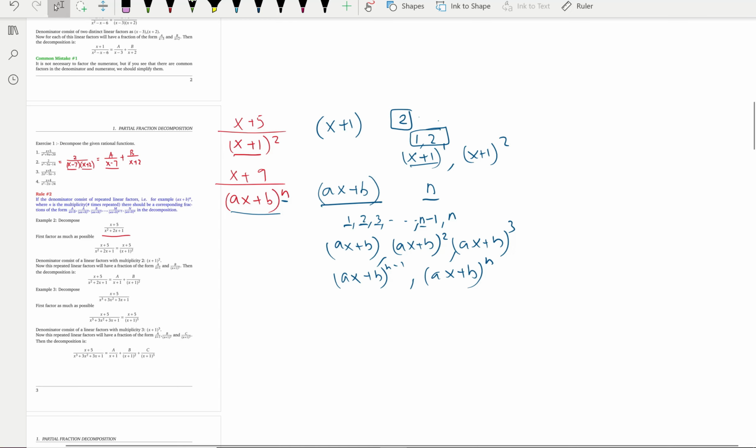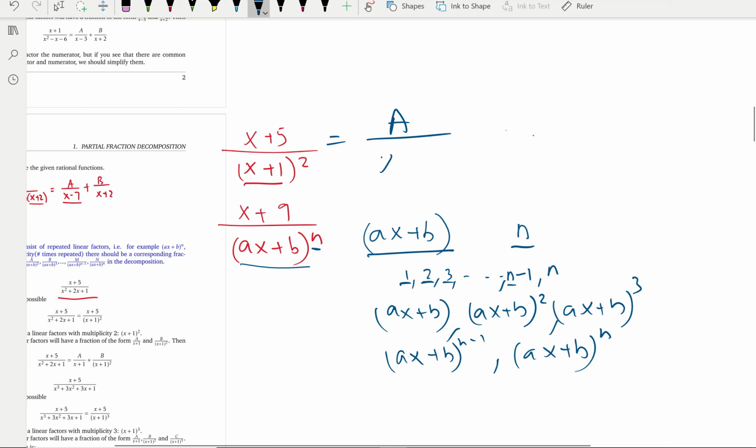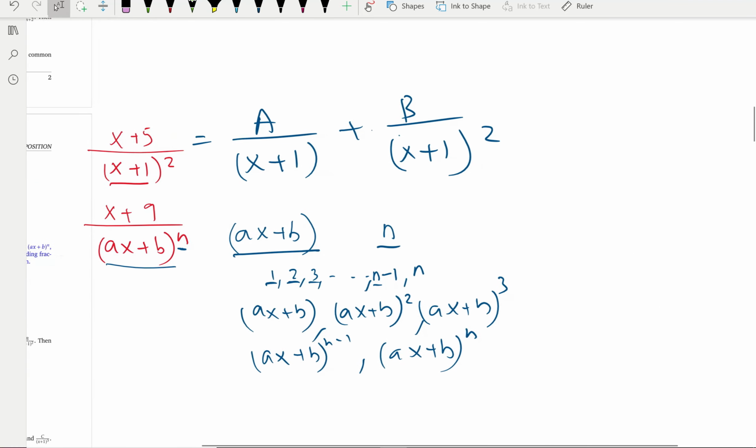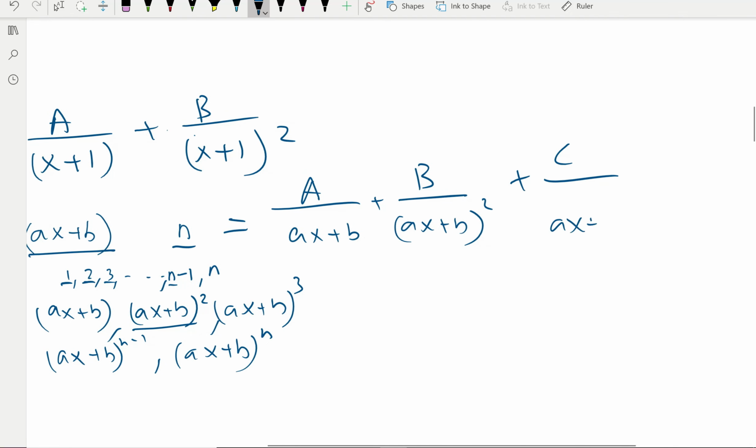Okay, so this is really messy, right? So the decomposition of this fraction right here is A over x plus 1, that's for power 1, plus capital B over x plus 1 square, that's for 2. That's the decomposition. So in general, the decomposition for this kind of fraction will be like this: capital A over ax plus b, plus capital B over ax plus b square, plus C over ax plus b cube.